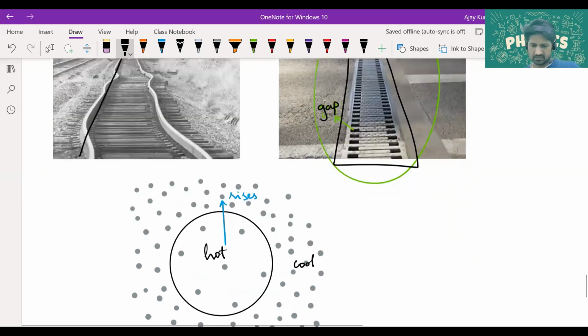There are many other applications of thermal expansion. You know that an iron box can switch off automatically when a certain temperature is reached. Iron box or kettle, they can switch off automatically when a certain temperature is achieved. That switching off happens due to thermal expansion itself. They make use of thermal expansion to enable the device to switch itself off.